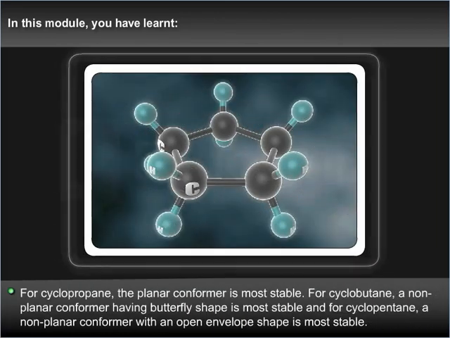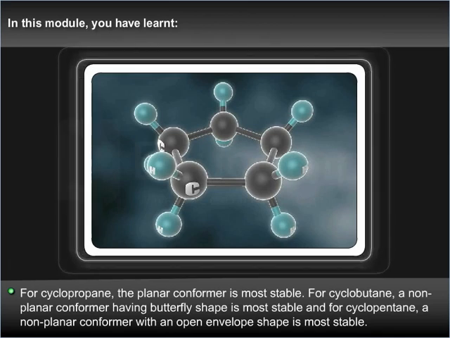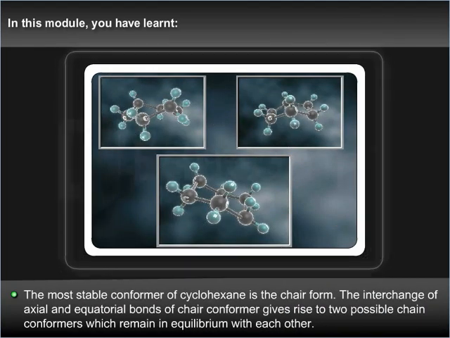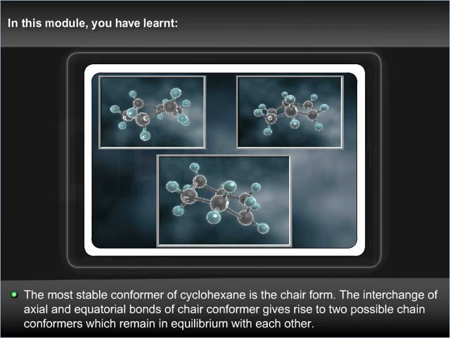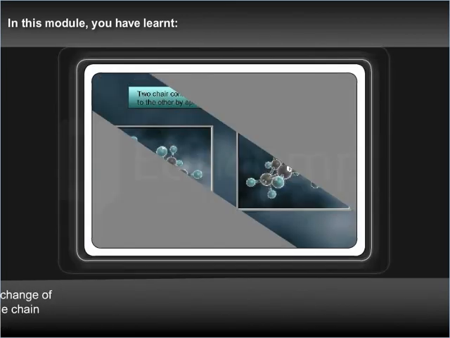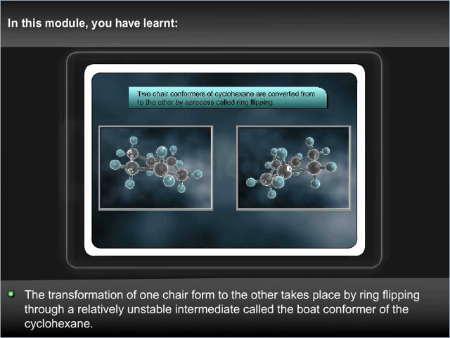For cyclopropane, the planar conformer is most stable. For cyclobutane, a non-planar conformer having a butterfly shape is most stable, and for cyclopentane, a non-planar conformer with an open envelope shape is most stable. The most stable conformer of cyclohexane is the chair form. The interchange of axial and equatorial bonds of the chair conformer gives rise to two possible chair conformers which remain in equilibrium with each other. The transformation of one chair form to the other takes place by ring flipping through a relatively unstable intermediate called the boat conformer of cyclohexane.